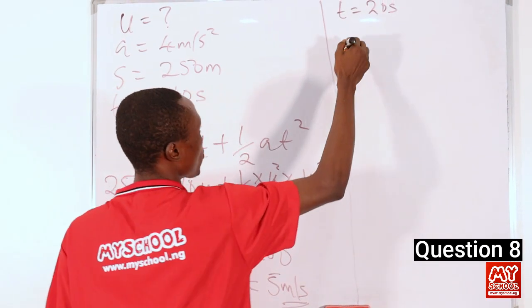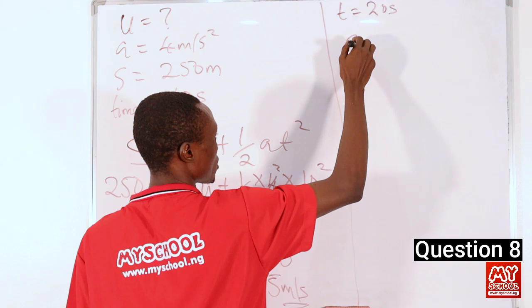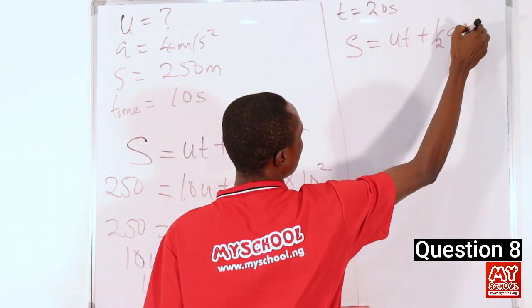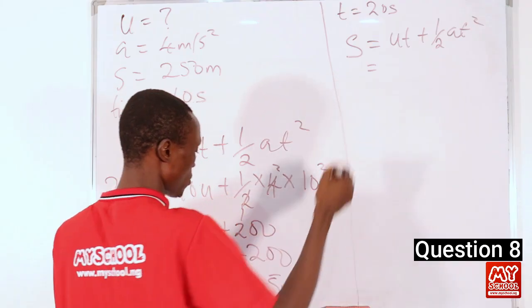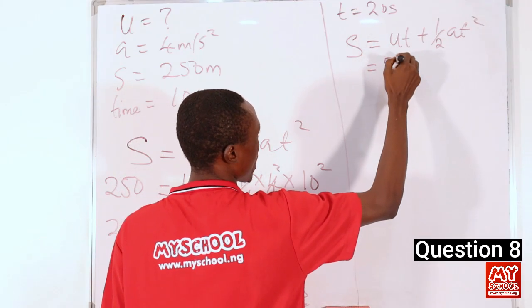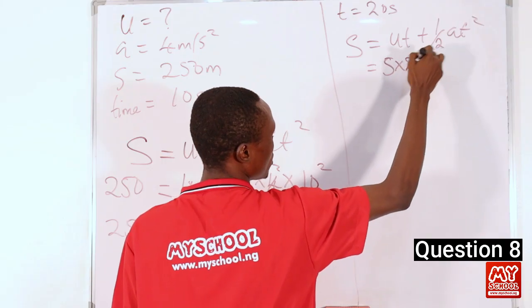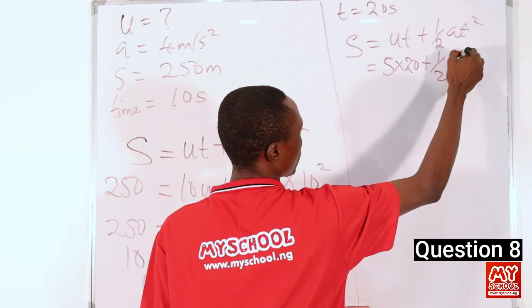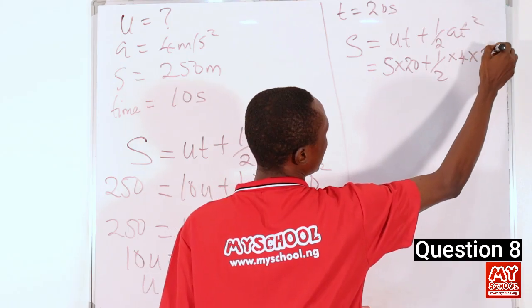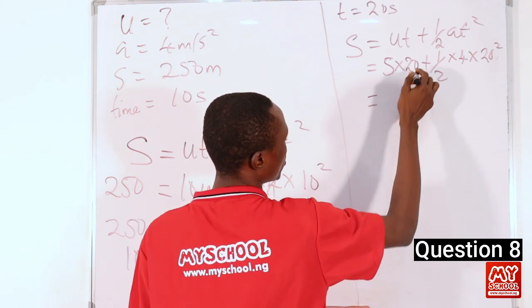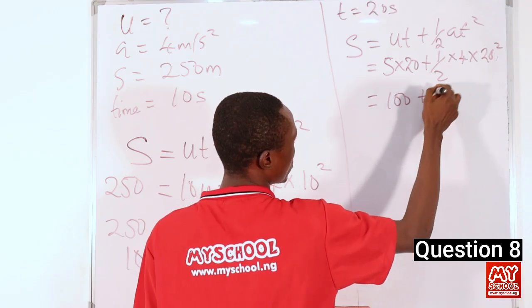So we are still using the same formula to calculate the distance. So s is equal to ut plus 1 over 2 at squared. So we substitute the given values. Now that we have gotten the value of u, we just put it here: 5 times our time, which is 20 in this case, plus 1 over 2, our acceleration still remains the same, times 4 times 20, sorry, raised to power 2.